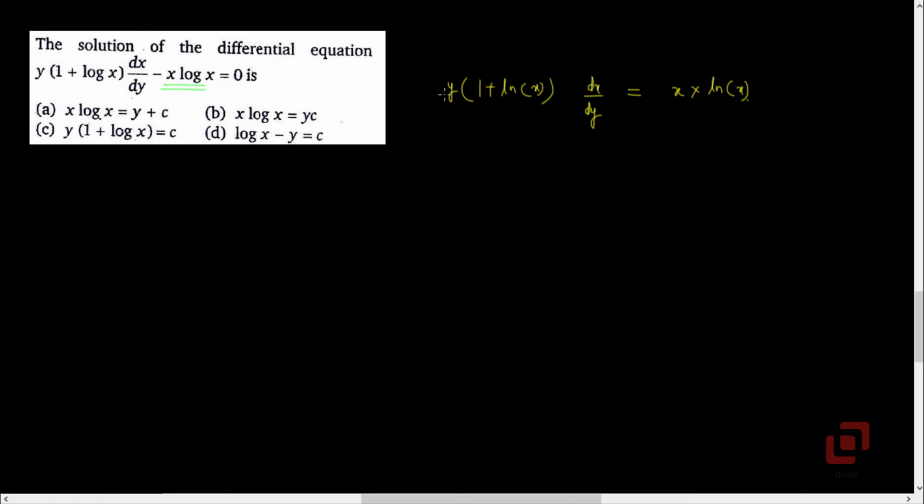Let us shift y and dy to the right hand side and let's bring x into log of x to the left hand side. Therefore 1 plus log of x upon x into log of x dx equal to dy upon y. Observe that by doing this, we have brought everything that contains x on one side and everything that contains y on the other side. So the given differential equation has now taken the variables separable form.